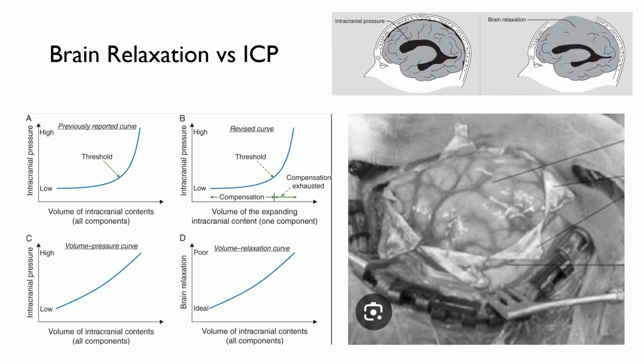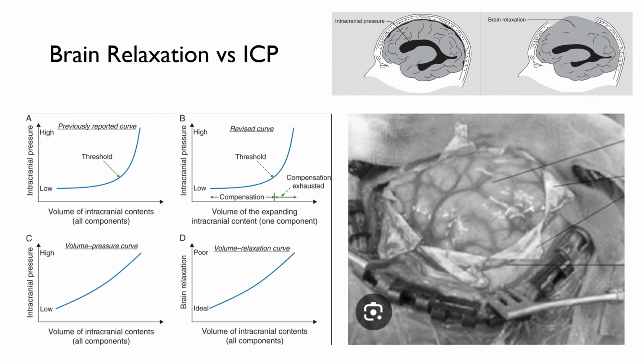Once the skull and the dura are open during a craniotomy, the term ICP isn't used. This fixed box concept doesn't exist, and intracranial pressure decreases to atmospheric level. So the term brain relaxation is now used to describe the size and firmness of the brain. Brain relaxation is determined by the relationship between the volume of intracranial contents and the capacity of the intracranial space. So it's a concept related to but distinct from intracranial pressure.